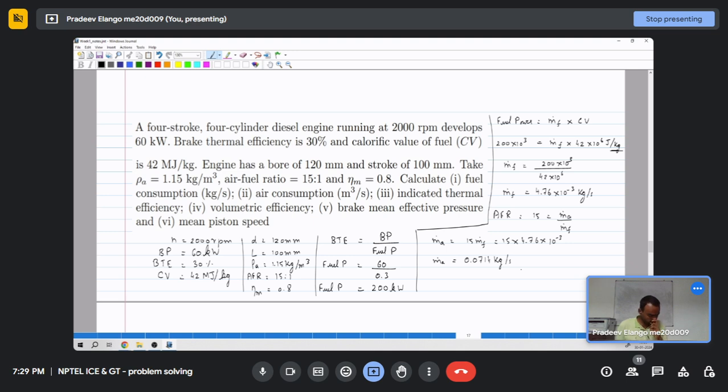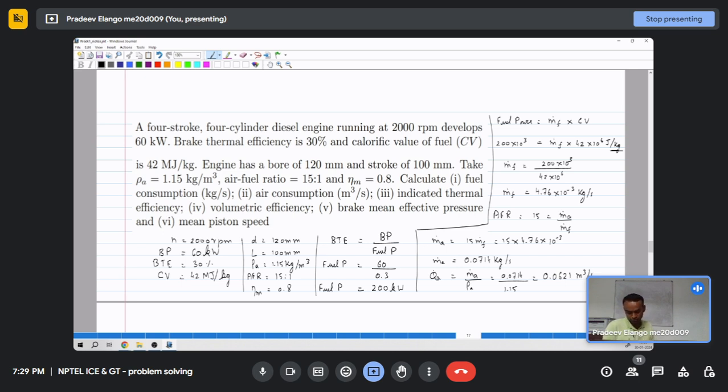So we have density as 1.15 kilogram per meter cube. How do I calculate the volumetric flow rate? It is m dot A by rho. That is 0.0714 divided by the density, 1.15. That gives 0.0621 meter cube per second. So we have calculated the air consumption rate as well.